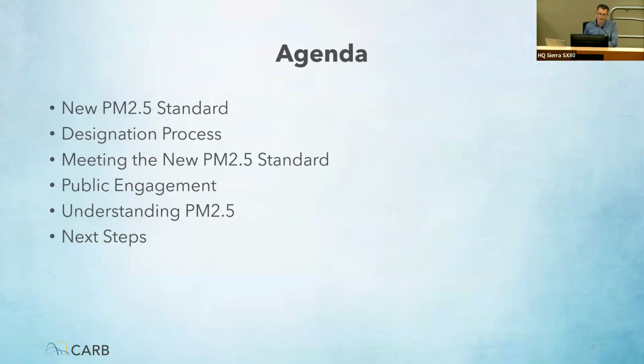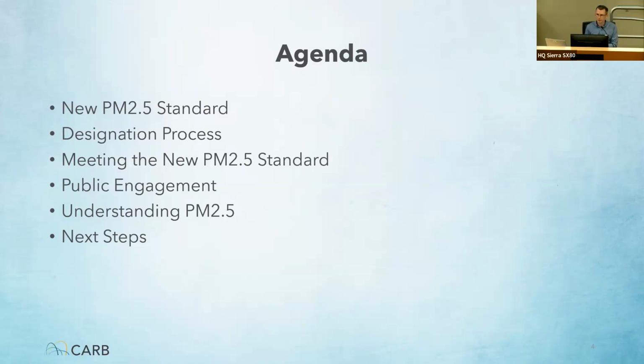So what we're going to cover today is the setting of the new PM 2.5 standard. What is that? What does this mean for areas of California? And we want to go through the process where areas are designated for the new standard. So once you've set a new standard, you have to determine which areas are exceeding the new standard. We'll then walk through the process by which you attain the new standard. So how do areas eventually meet the new standard once they've been designated?